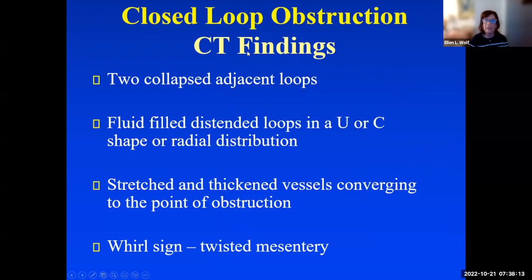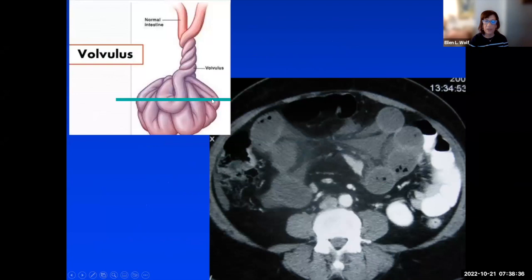So CT findings in closed loop obstruction, what are we looking for? We're looking for two collapsed adjacent loops, a fluid-filled distended loop in a U or C-shaped or radial distribution, stretched and thickened vessels converging to the point of obstruction, and/or the whirl sign due to twisted mesentery. And we'll see examples of what I mean. So this patient, if you did an axial scan through this many, many loops of volvulated bowel, we would see this radial distribution. This is very characteristic of closed loop obstruction.